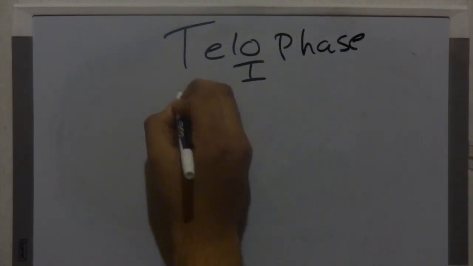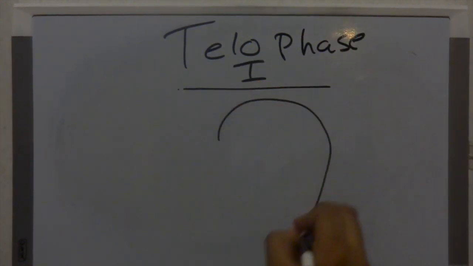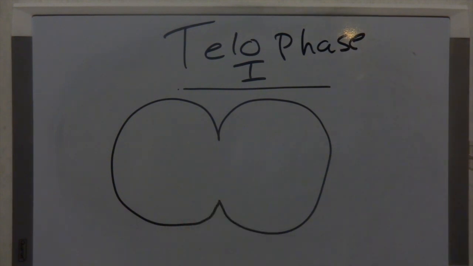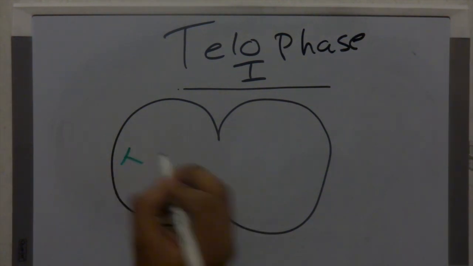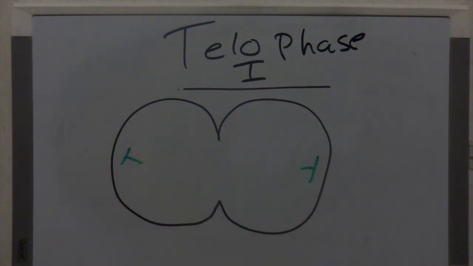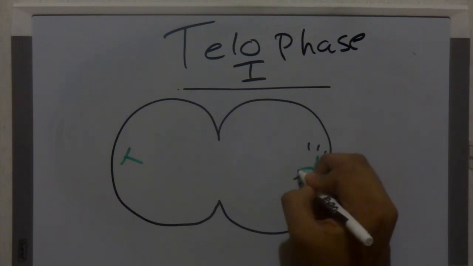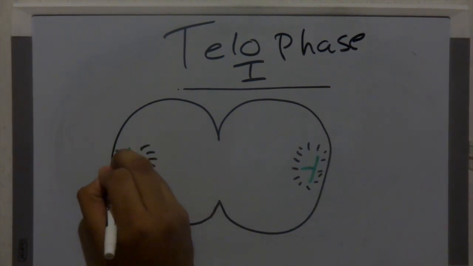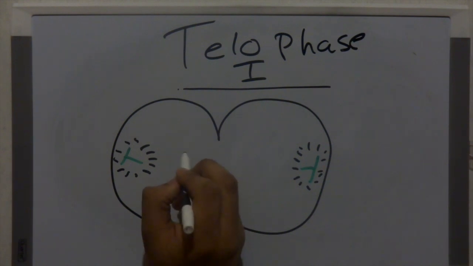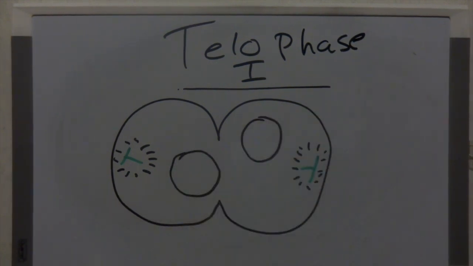Telophase 1 is the same as mitosis in meiosis. The nuclear membrane reforms, the nuclei form within them, chromosomes fray out back into chromatin, cleavage happens, and the cells separate.